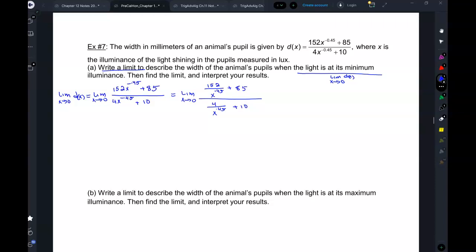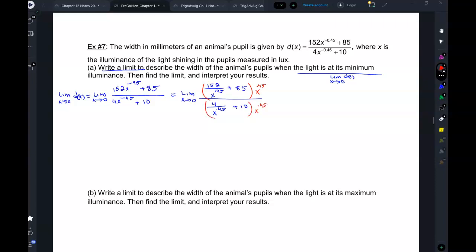Can I even work with that? Can I cancel out the infinities and say it's 1? No. So what I have to do is use algebra, just like we did on the homework. Use some algebra in order to simplify this function a little bit more, right? So you know how in the top, the denominator is x to the 0.45, and here as well, I can multiply top and bottom by x to the power of 0.45, right?